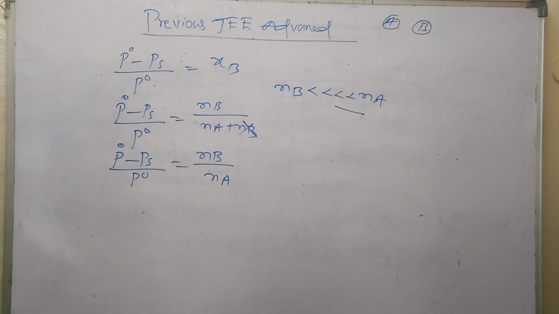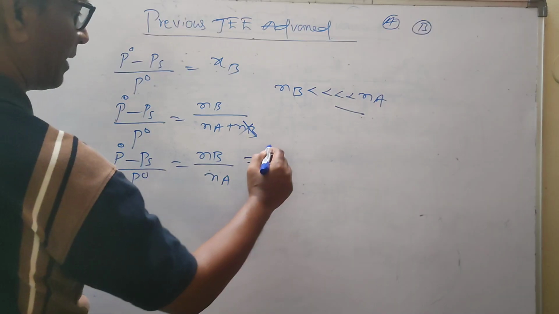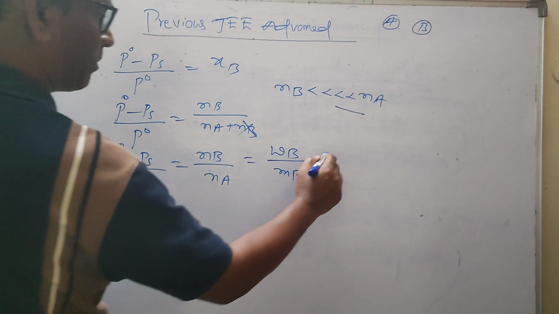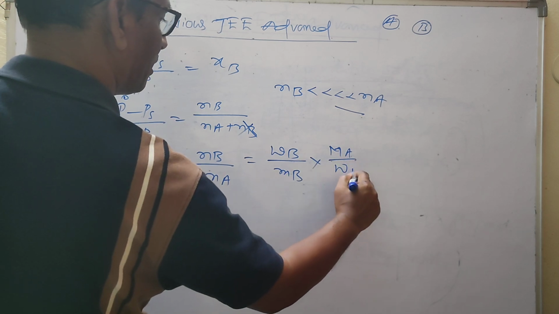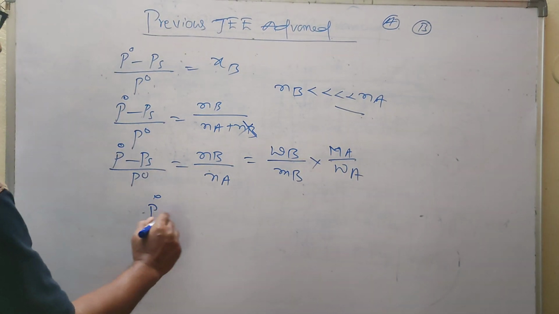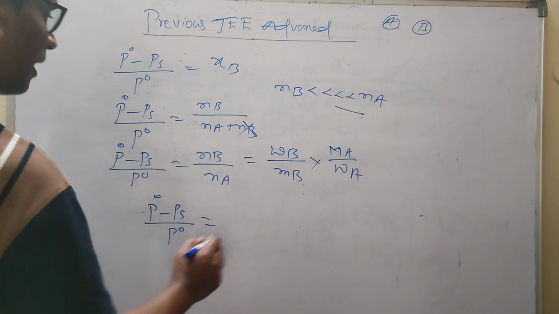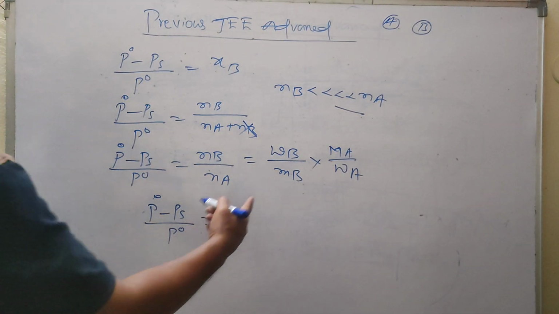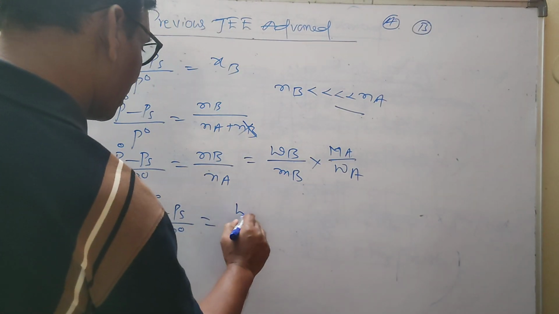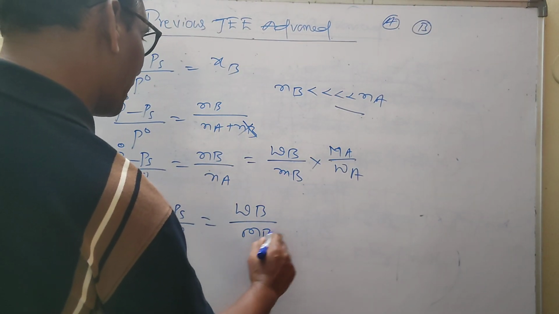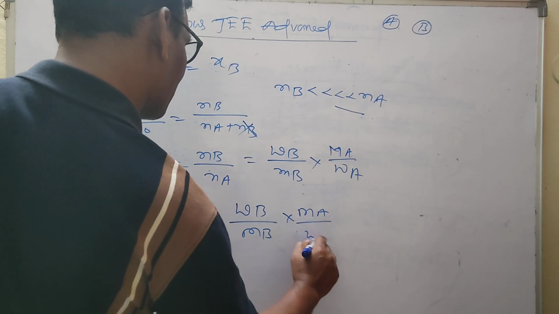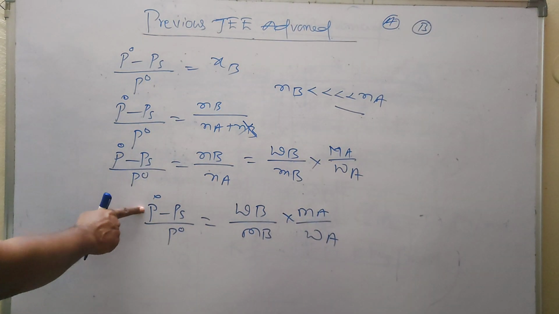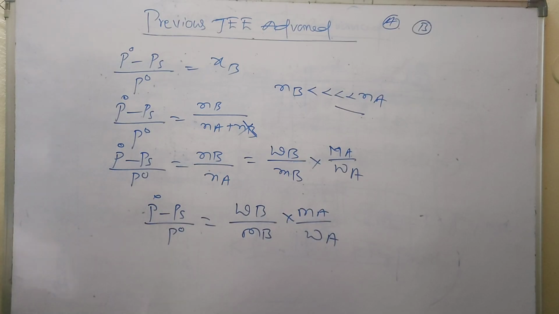Got it? So nB by nA means nB is WB by MB, and nA is WA by MA. That means MA goes to the numerator. So (P0 minus PS) by P0 is equal to WB by MB into MA by WA. The P0 value is given, right? What is the P0 value? The vapor pressure of the pure solvent. How much here? 650.